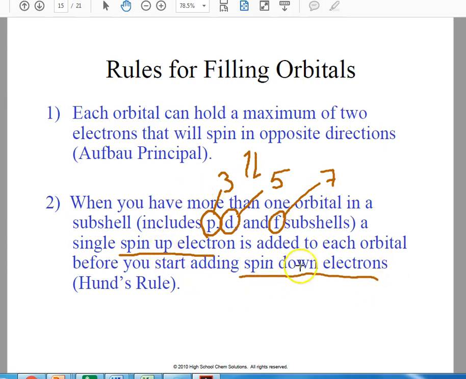Now, before we leave this rule, I want to clarify. This could also be reversed. You could add a single spin down before you start adding spin up electrons. So these words could be flip-flopped. The key is you put them in going the same way before you double up. Okay, and that is Hund's rule.